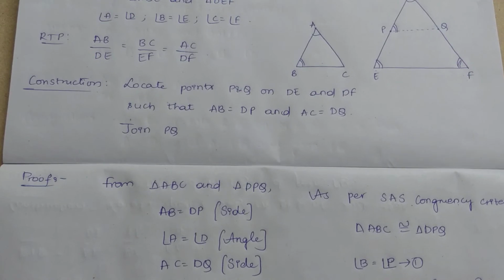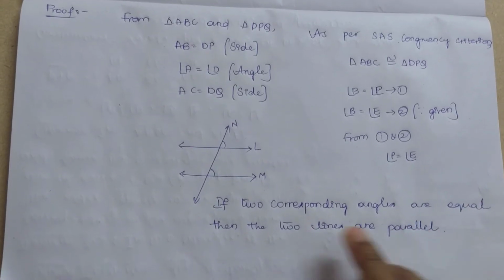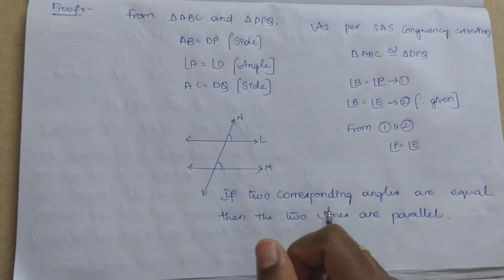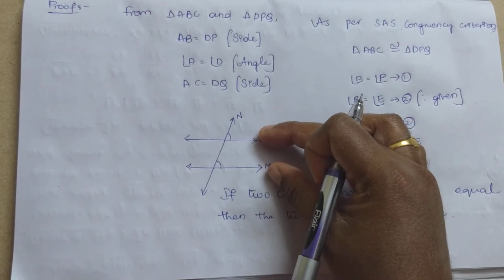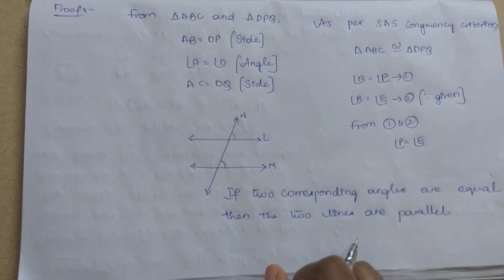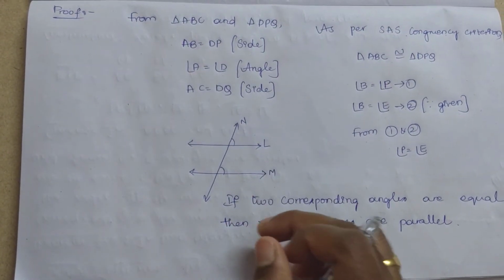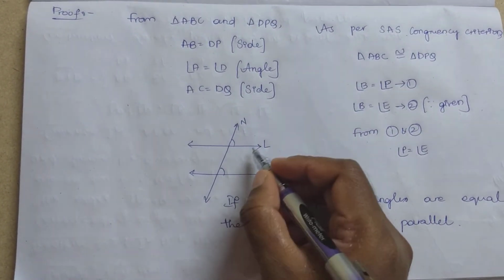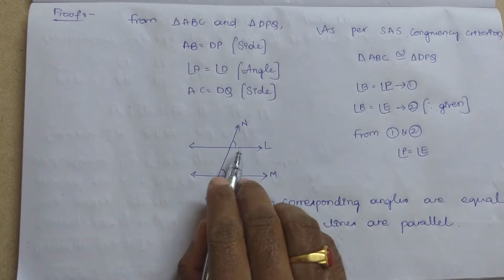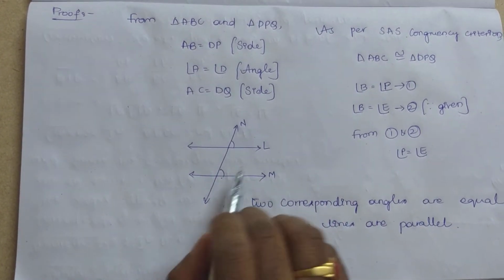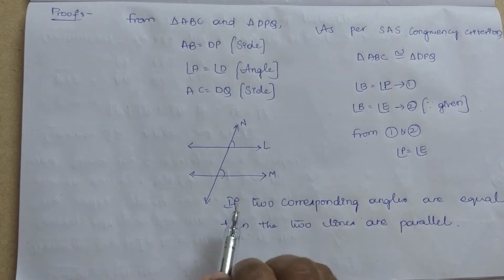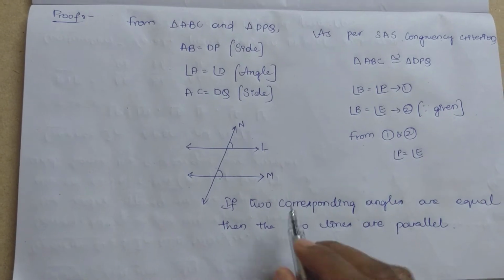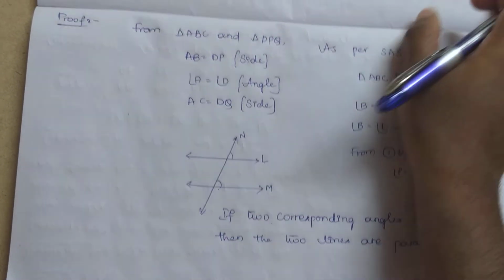Let's write the concept in the notebook now, okay? So if two corresponding angles are equal, then the lines are parallel, correct? Or if the two lines are parallel, then the corresponding angles are equal. This we have learnt in our class 6, that when these two lines are parallel and this line acts as a transversal for these two parallel lines, then the corresponding angles are equal if the lines are parallel. So if the corresponding angles are equal, then the lines are parallel, and vice versa. So here these two are the parallel lines.